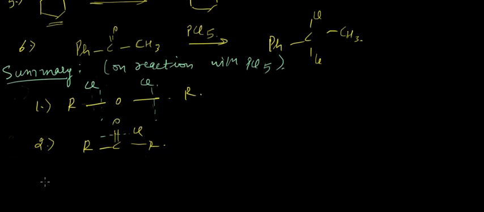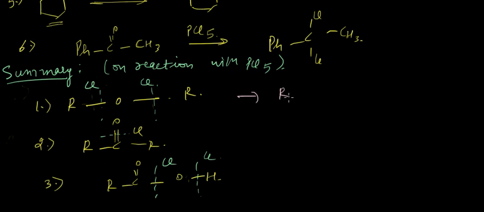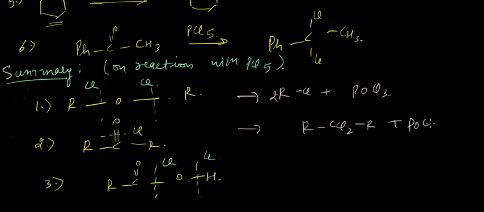In the third example, if we have RCO double bond O, OH, then this bond will be cleaved and this bond will be cleaved, and here Cl and here Cl will be formed. Okay, and the resultants would be 2RCl plus POCl3. Here would be RCl2 plus POCl3, and here it would be RCOCl plus HCl, obviously plus POCl3.